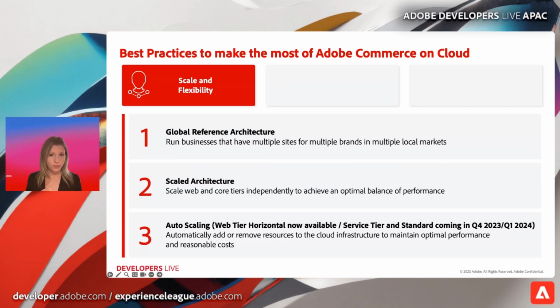Currently, the auto-scaling feature only scales horizontally by adding or removing web server nodes. And an auto-scaling event occurs when CPU usage and traffic reach a predefined threshold. From the end of this year, beginning of next year, auto-scaling will be available for the service nodes as well, which is a big step. And the customers who are on a standard architecture will also be able to benefit from auto-scaling. So stay tuned for that.